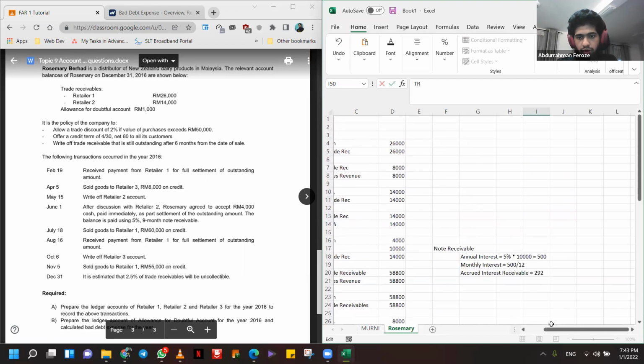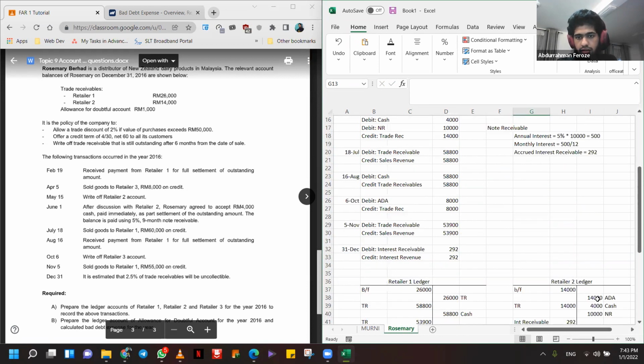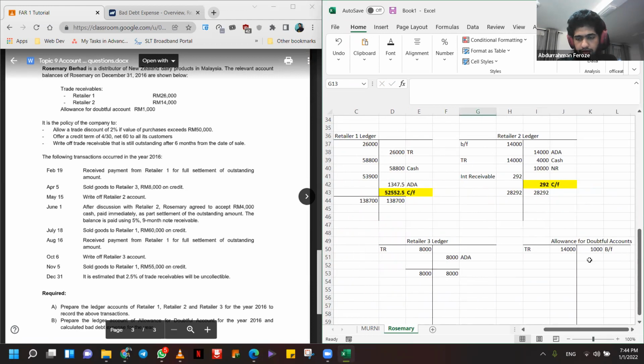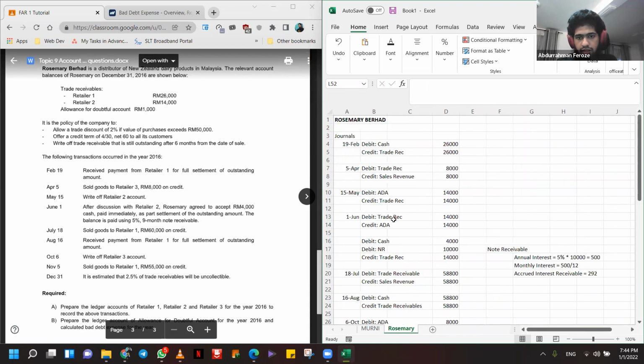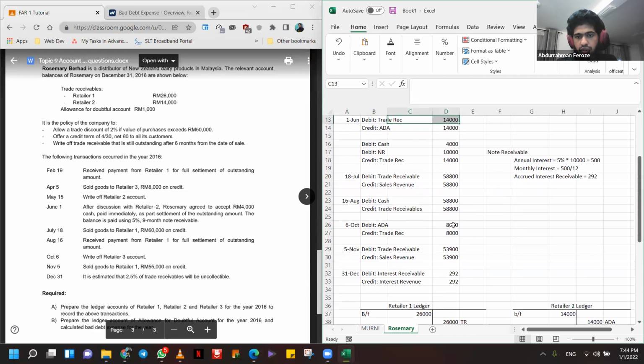Or here when we wrote off the accounts for retailer 2, we debited ADA. Okay, and then again they decided to pay the amount, right? So then basically we reverse the account. So TR are there. Okay, that was where we found ADA. And the next time we saw ADA was over here when we wrote off the account for retailer 3, and that was for 8,000 ringgit.